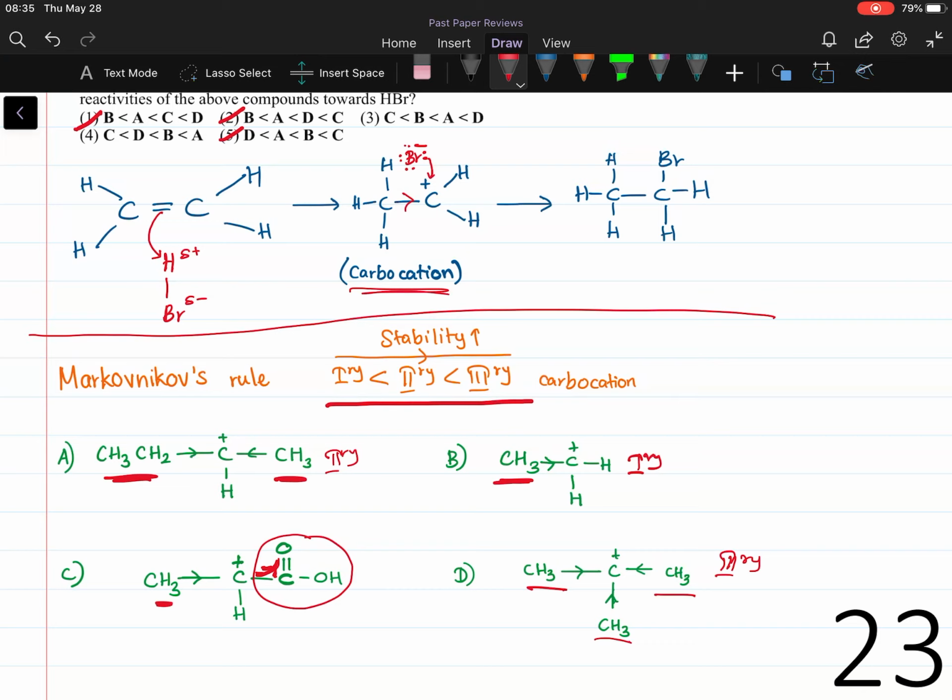When we look at A, B and D, B is a primary carbocation. Therefore, B should be the second one in line. That gives us answer number 3. But if we move on to the other two, A is a secondary carbocation, so that should come after B, and then D, the most stable, which is a tertiary carbocation.